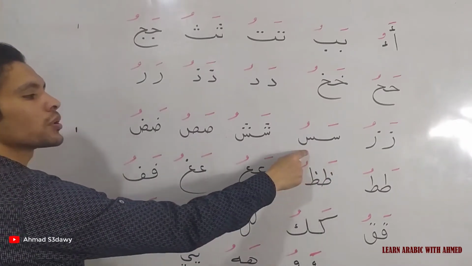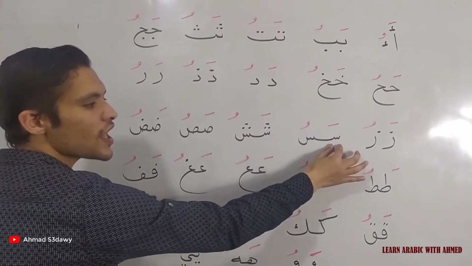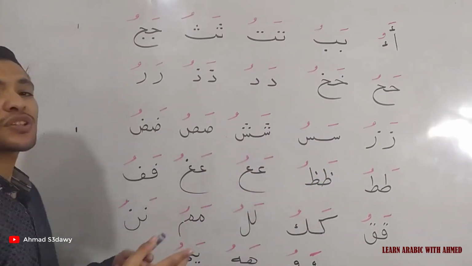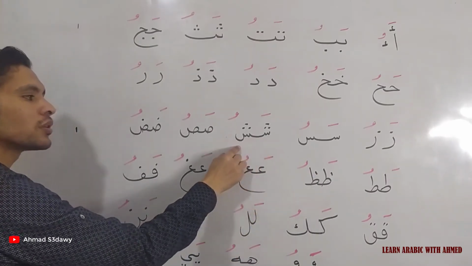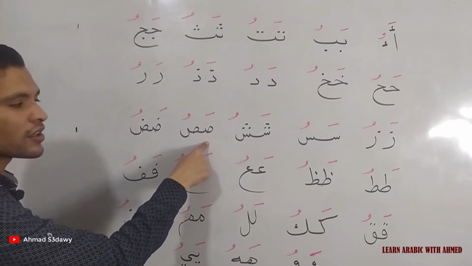Sa, su. Sha, shu. You see, like 3 dots. Here it's naked, so it's a seen. So you say sa, su. 3 dots, now it's a sheen. So you say sha, shu. Here, the head of the sad. So you say sa, su.